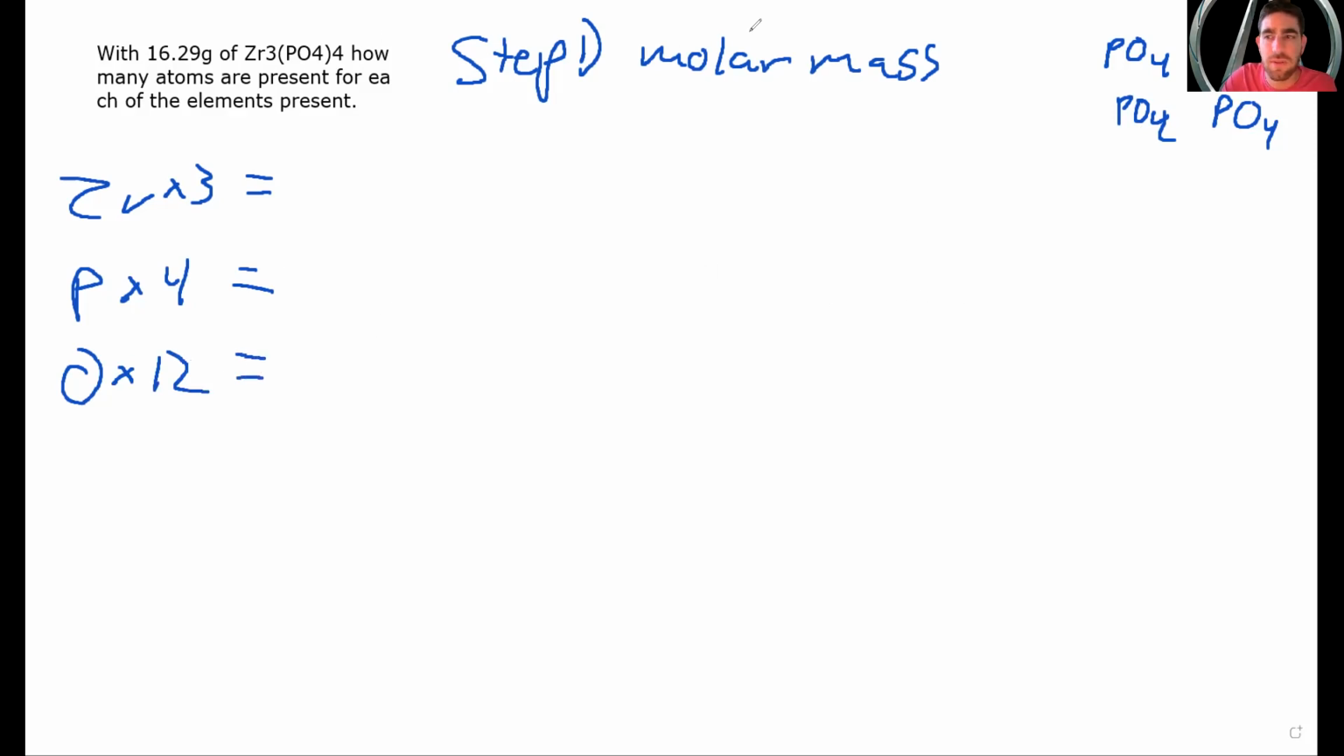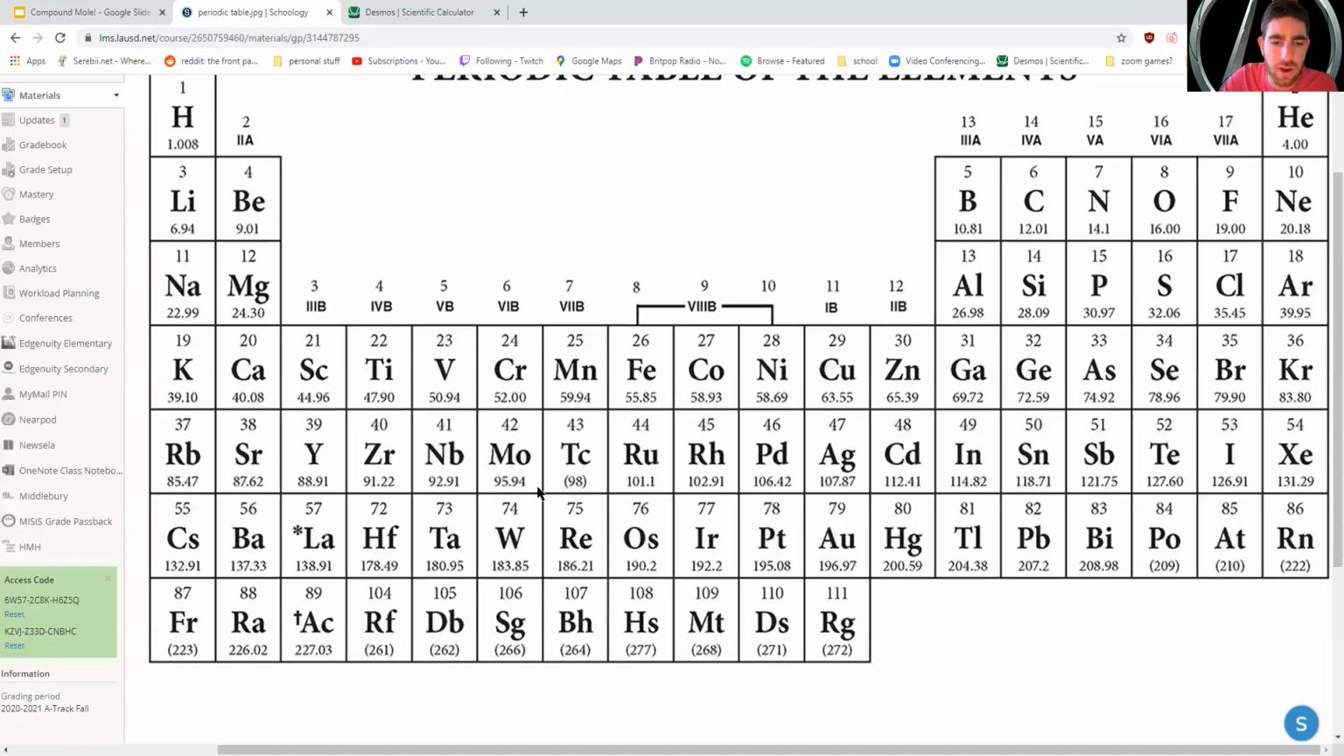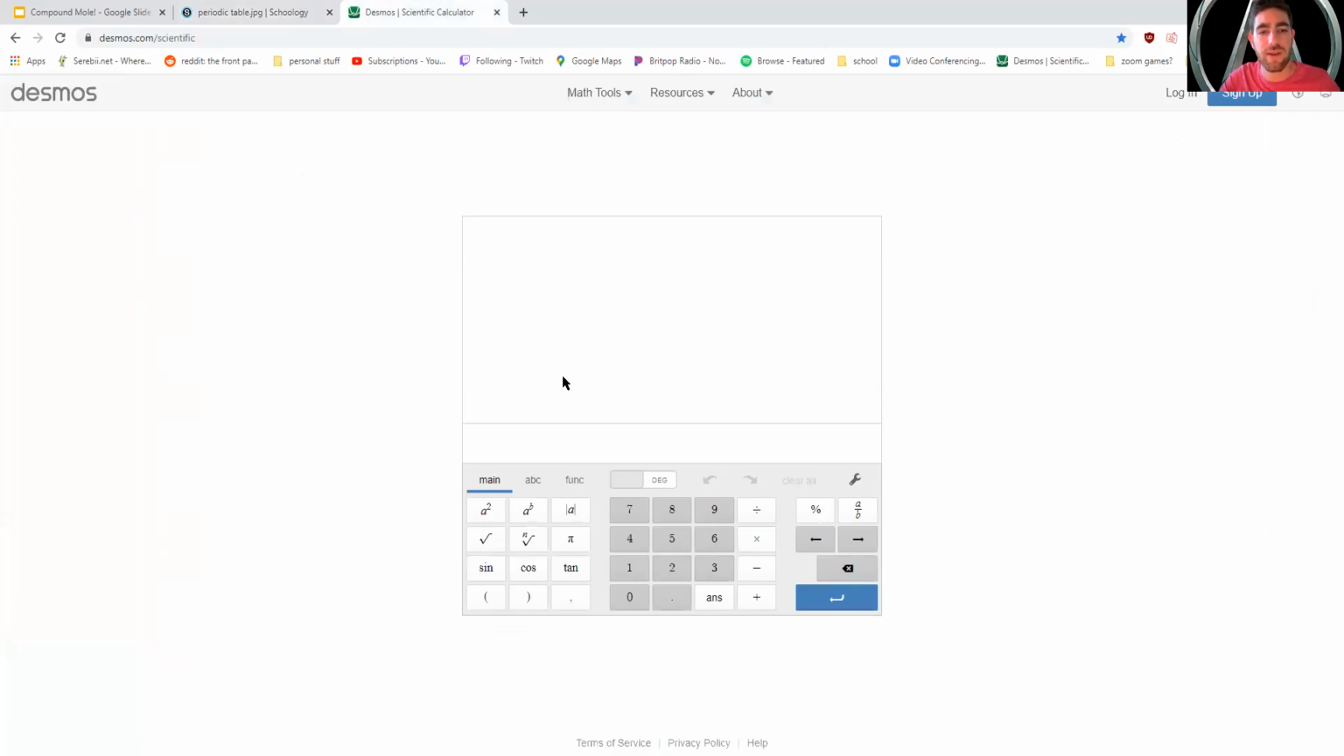Now, if you go to the periodic table again and look at the 40th element here, where's my share screen? Share screen, periodic table. We have zirconium, which is Zr 91.22, and we have 3 of those. So 91.22 times 3 will give you 273.66. So let's write that number down on our whiteboard here.